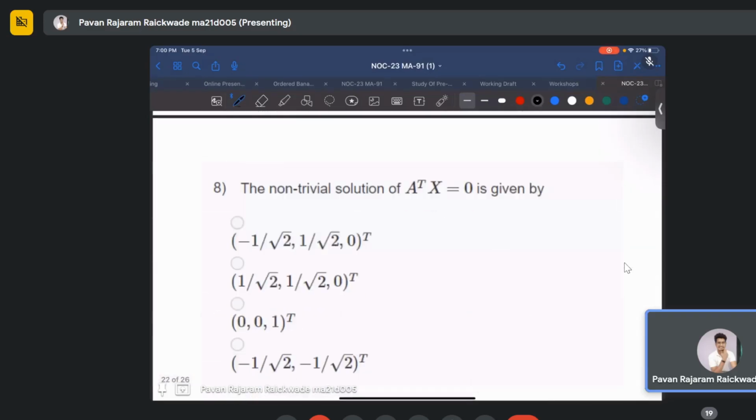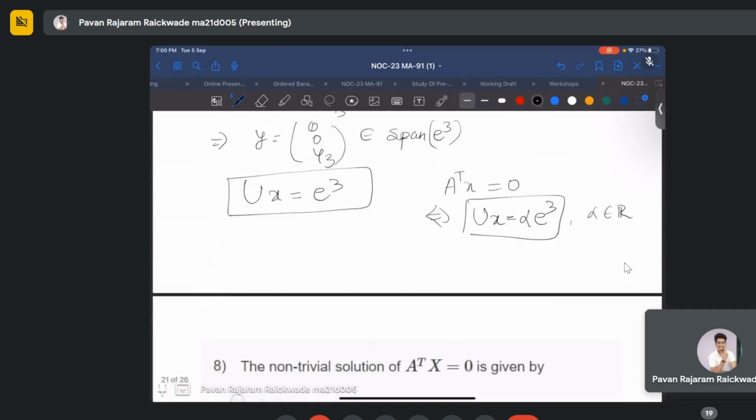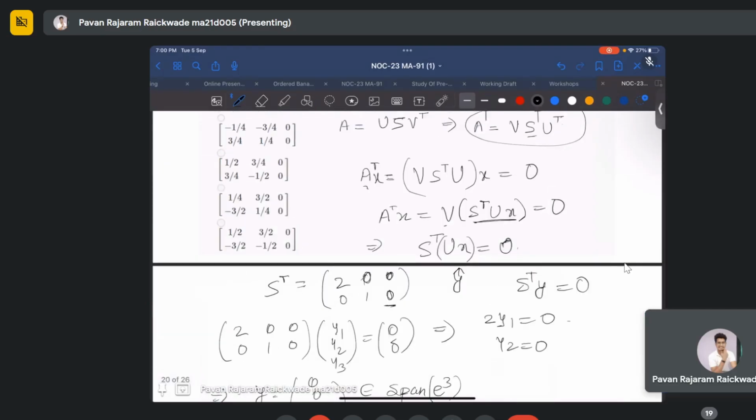Sir, why is S transpose UX 0? Why is A transpose X 0? No, sir, S transpose UX. That step you're asking about, right? See, A transpose X equals what? V S transpose Ux, because A equals V S transpose U. So now, because V is orthogonal, it cannot have a non-zero vector such that Vx is 0, or Vy is 0.